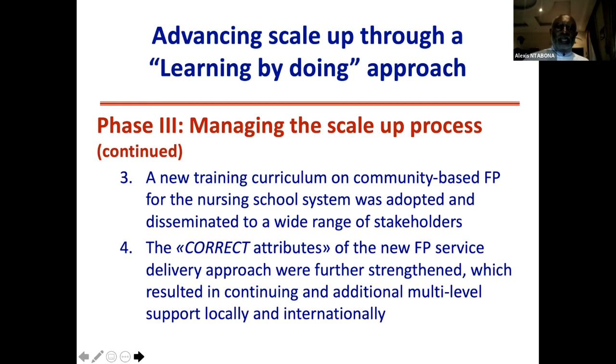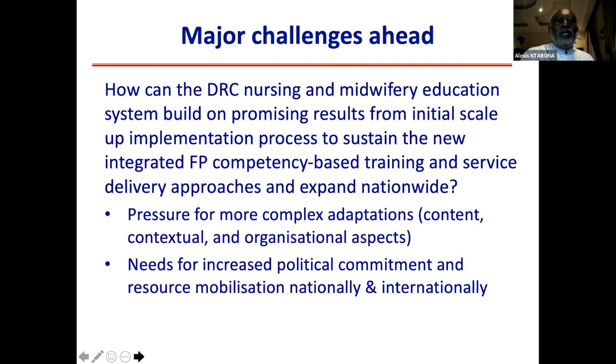And at that stage in 2017, 2018 and 2019, when we finished the initial scaling up phase, next slide, we were faced since 2019 and last year, especially during the COVID pandemic, with two major challenges, which are related to making sure that the DRC nursing and midwifery education system will build on whatever successes we received and whatever adaptation may be needed so that they can sustain the integrated family planning competence-based training in the schools and the service delivery approach in the community and possibly expand this nationwide.